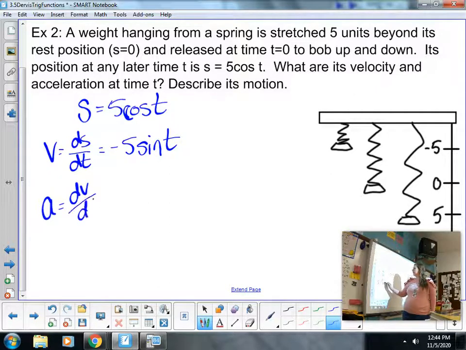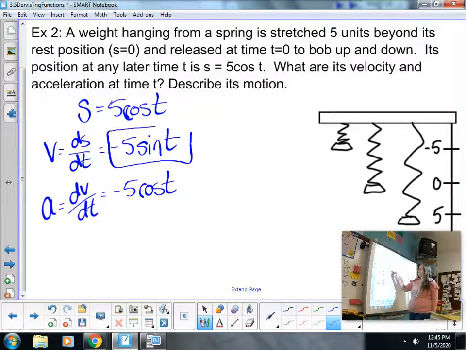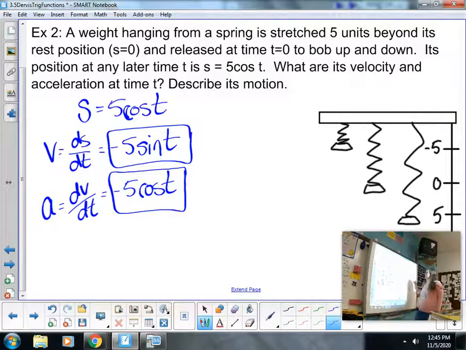Your acceleration then is going to be the derivative of velocity, or the second derivative of position. The derivative of sine is cosine. So we multiply the cosine by the negative 5, so it's going to be negative 5 cosine of t. So there's my velocity. There's my acceleration, and then we want to describe the motion.